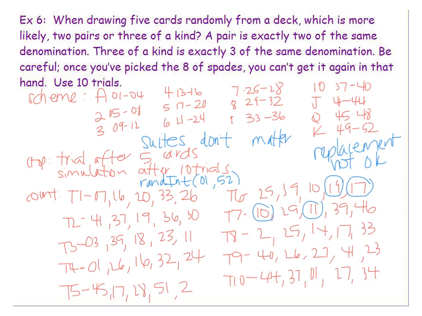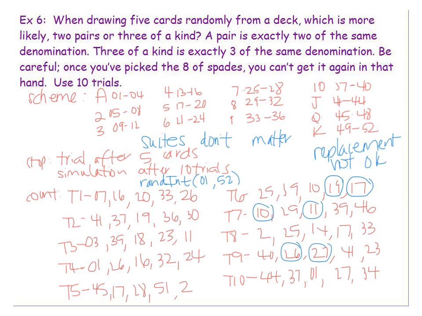My next one, I have 40 and 41. Those are not in the same group. 40 is a 10, 41's a jack. What about 26 and 27? Those are 7s. The next group, I have 37 and 34. Are those in the same group? No, they are not. 37's a 10 and 34 is a 9.